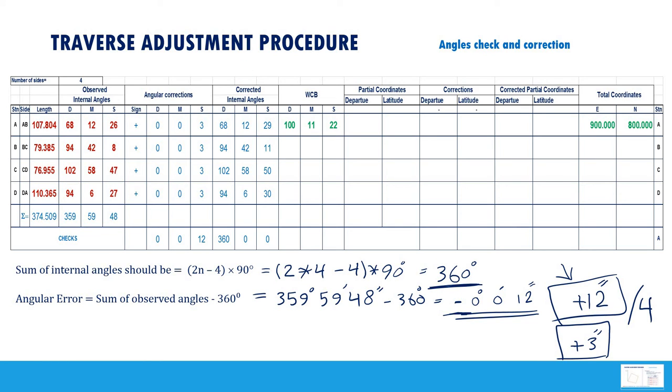Now here we have all the answers, and after you do this you can check your answers. I will check that the summation of the corrections is 12, like here, and also that the summation of my corrected angles is exactly 360 degrees. This is an important check. After I corrected the values of the angles, the corrected angles should sum to 360 degrees, like this number.